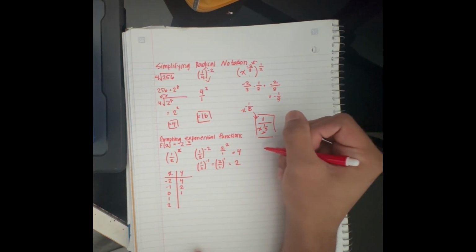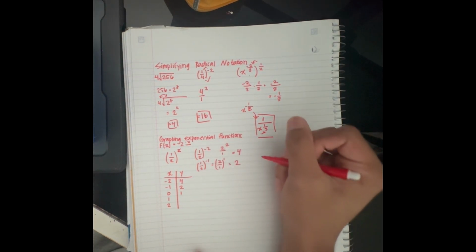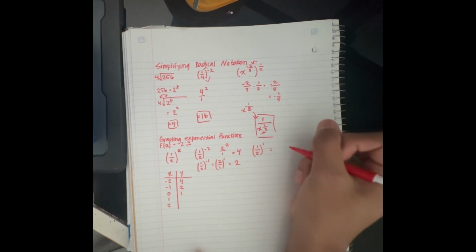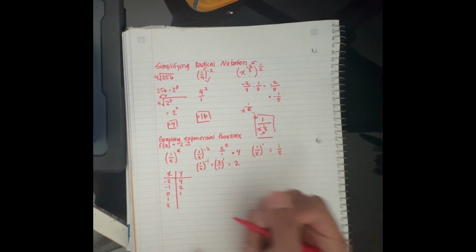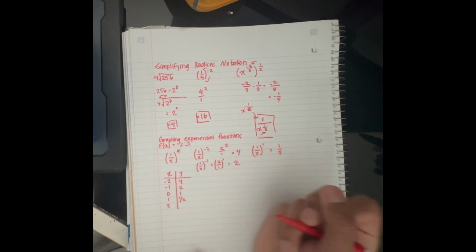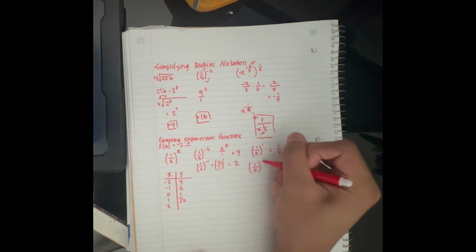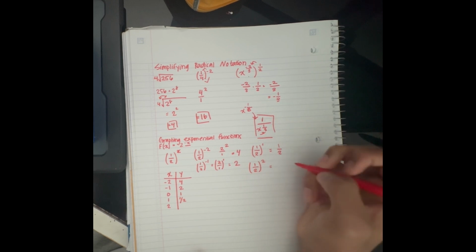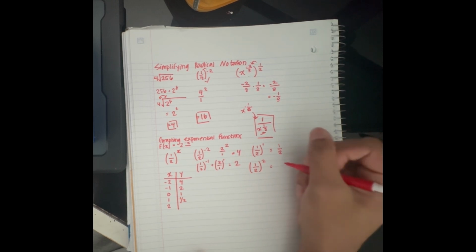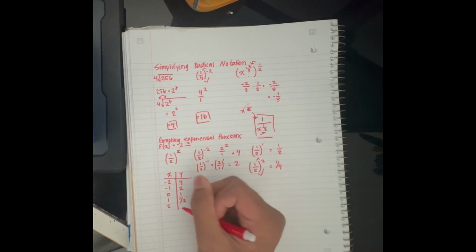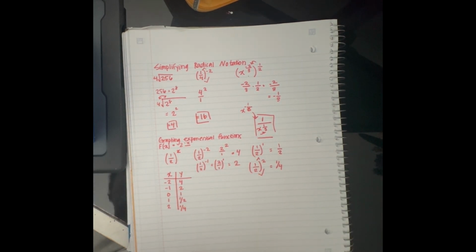And then we can just do this again. So 1/2 power 1 just equals 1/2. So that is 1/2. And then we'll do it again with 2. So 1/2 power 2. And that just equals 1/4. Because we're just distributing this. And that is 1/4. Alright, now we're going to graph it.